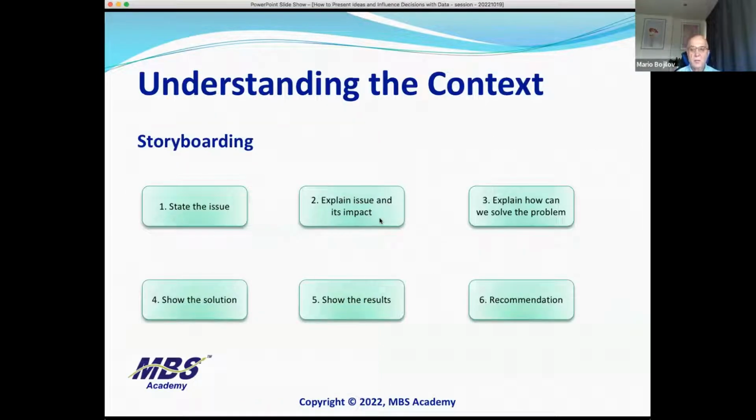Now, the other useful tool for planning your presentation is storyboarding. With storyboarding, you just focus on a few main areas, like here: state whatever the issue is, explain it in more detail and what is the impact on the organization, explain how the problem can be solved, demonstrate the solution to your audience, show the results of applying the solution. It can be statistics, it can be financial results, it can be interviews with subject matter experts, and then provide a recommendation. If you follow this structure, then it's quite easy to put your ideas forward in a consistent way.